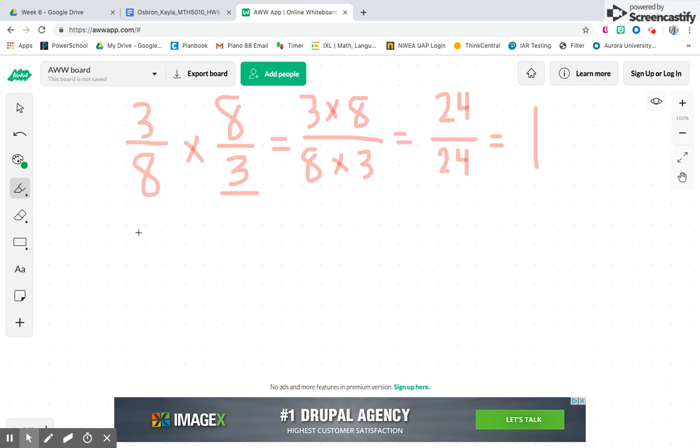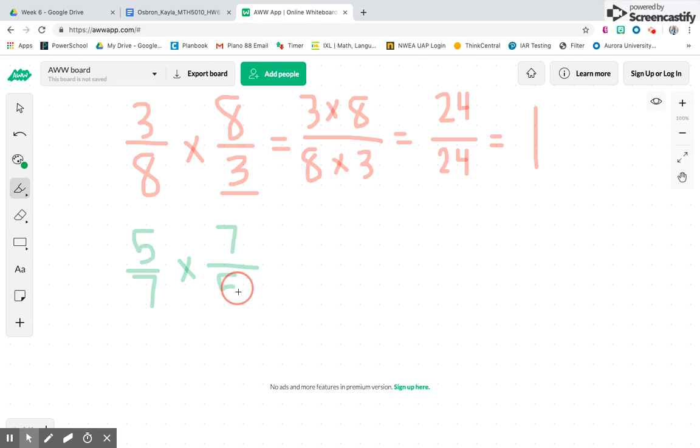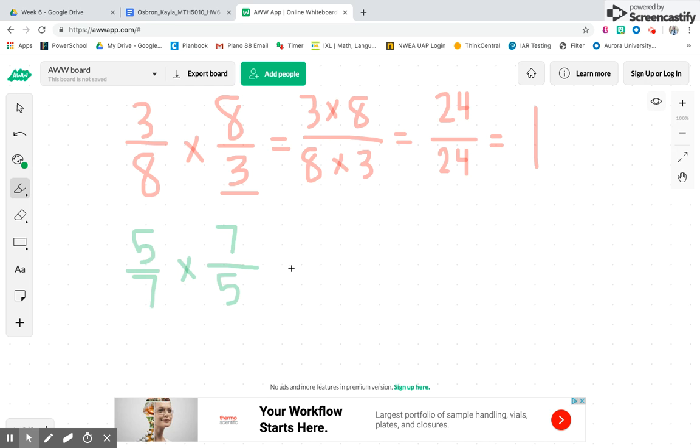So just to drive this point home, we're going to try it with another one. So I have the fraction 5/7, and I'm going to multiply by the reciprocal. When I multiply by my reciprocal, my numerator is going to be 5 times 7. Again, I'm just flipping my numerator and my denominator to get this reciprocal. And then my denominator is going to be 7 times 5. Multiply these. 5 times 7 is 35. 7 times 5 is also 35.